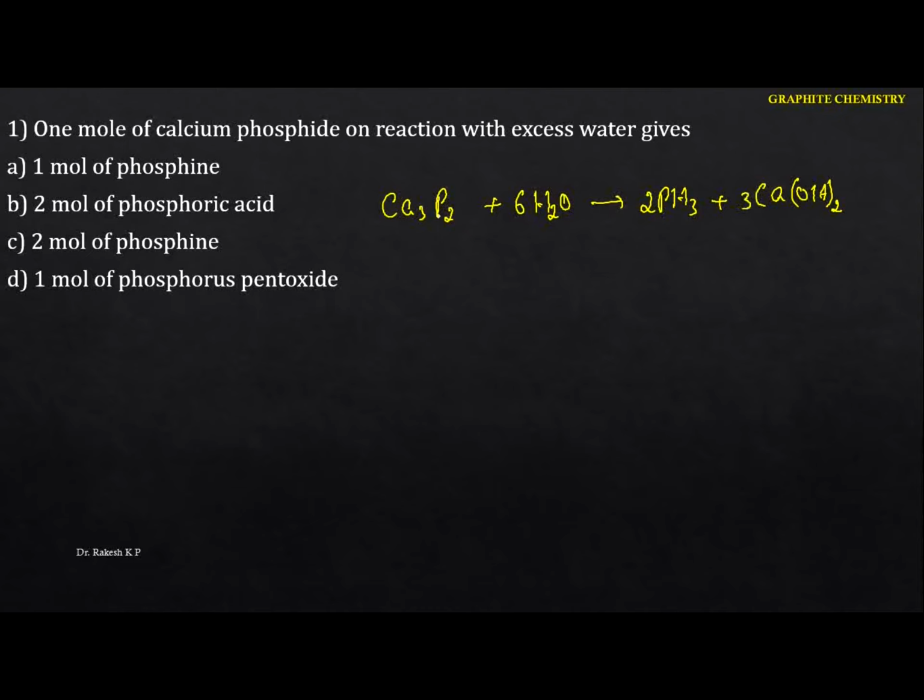Just identify this one. When calcium phosphide reacts with water, what do you get? That is phosphine. PH3 is nothing but phosphine. You just identify how many moles we got. That is 2 moles of phosphine. Hence in this case the option is C. So next one.